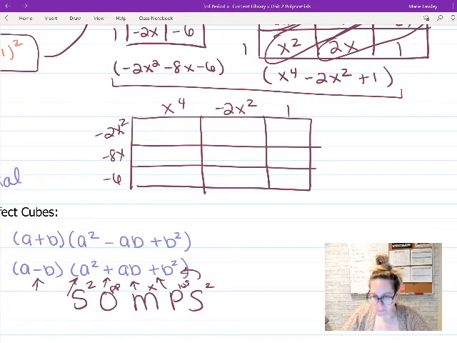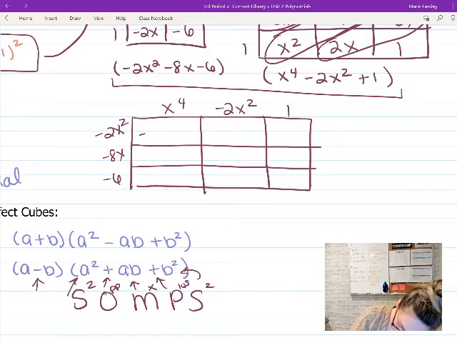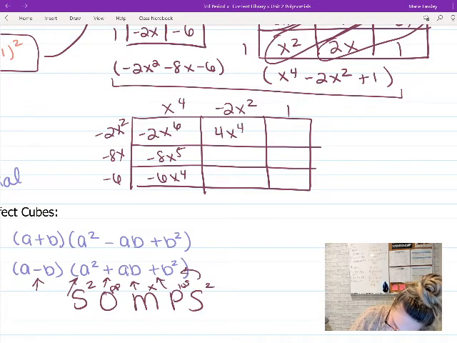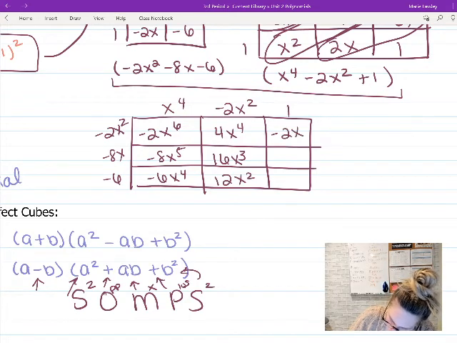Okay. Now I'm just going to go through and multiply. So this is negative 2x to the 6th. This is negative 8x to the 5th, −6x to the 4th, positive 4x to the 4th, positive 16x cubed, positive, that's not 8, that's multiplying, positive 12x squared. This is negative 2x squared. This is negative 8x. This is negative 6.